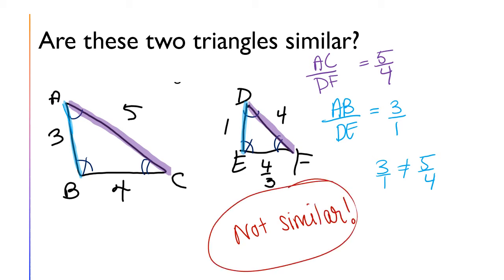I want to make a note though. It's important that whatever direction you choose to go, you're consistent between all of the proportions. So for this first ratio, I went from the big triangle to the small triangle. It's important you continue that way. So for my second ratio, I also went for the side of the big triangle divided by the side of the small triangle. You have to make sure you're consistent because otherwise you can't compare the proportions.